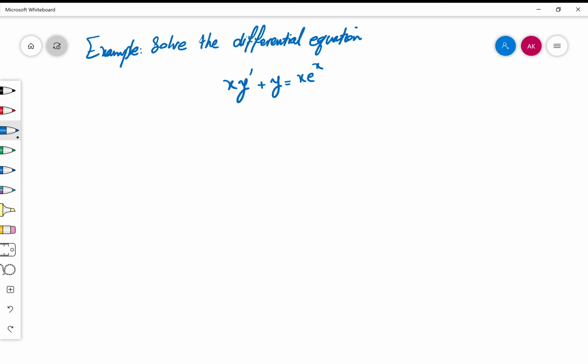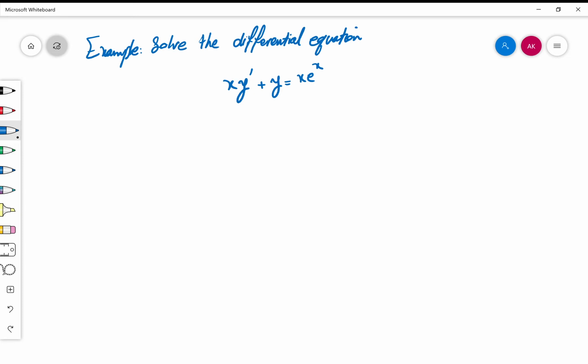Okay, let's solve a differential equation. The example is: find the solution, or solve the differential equation, x times y prime plus y equals x e to the power x. So first we have to find the type of this equation.